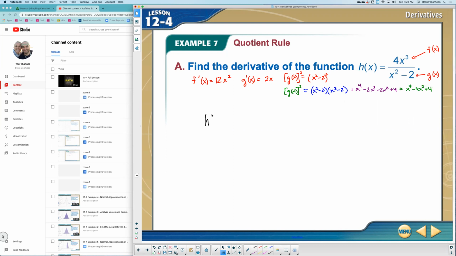So if we want to know h prime, what the formula said is you take the derivative of f, which is the 12x squared, and we're going to multiply that with the original function g, which is the denominator up there, x squared minus 2. And then you subtract the original function of f, which is 4x cubed, times the derivative of g, which is g prime here, 2x. All that will be over the denominator squared, which we said was going to be x to the 4th minus 4x squared plus 4.